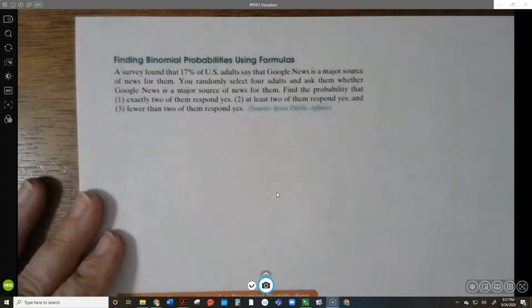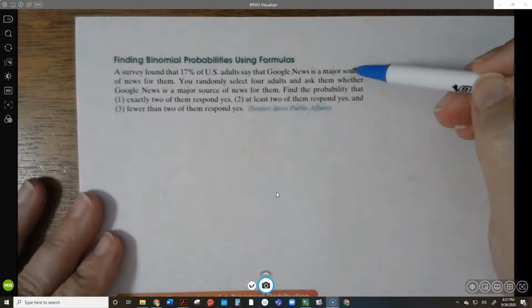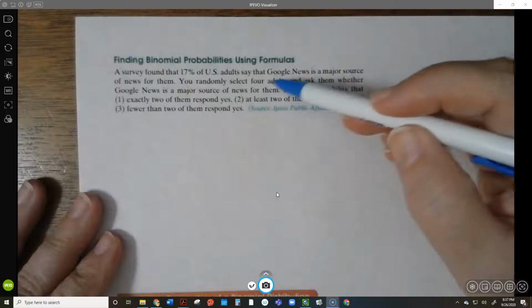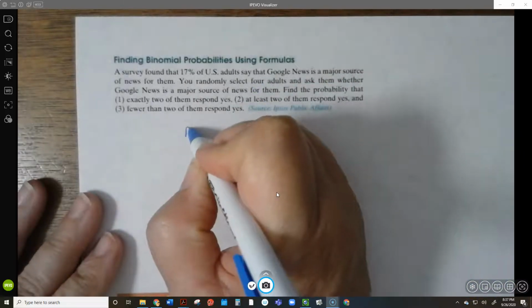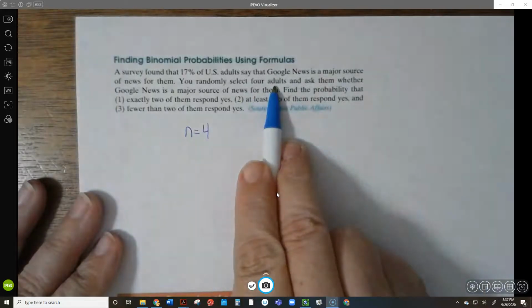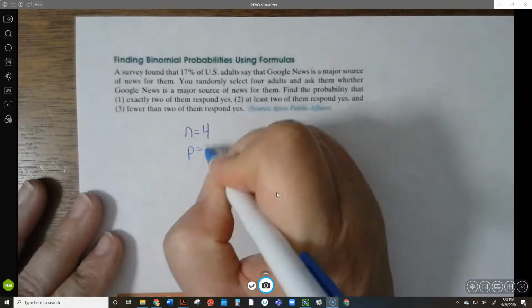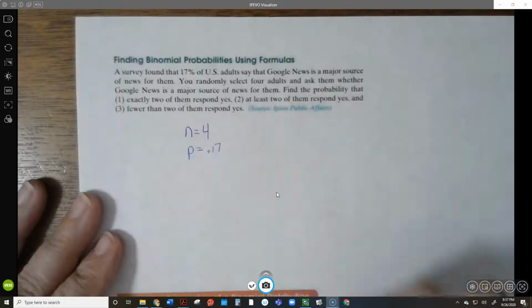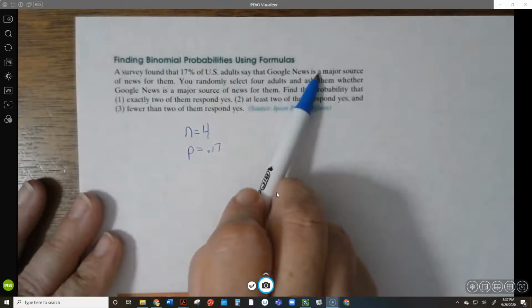Okay, a survey found 17% of U.S. adults say that Google News is a major source of news for them. You can randomly select 4. So far I have found that my number of fixed trials is 4 because I selected 4 adults. The probability of success is 17%. It says so right there. 17% said yes.